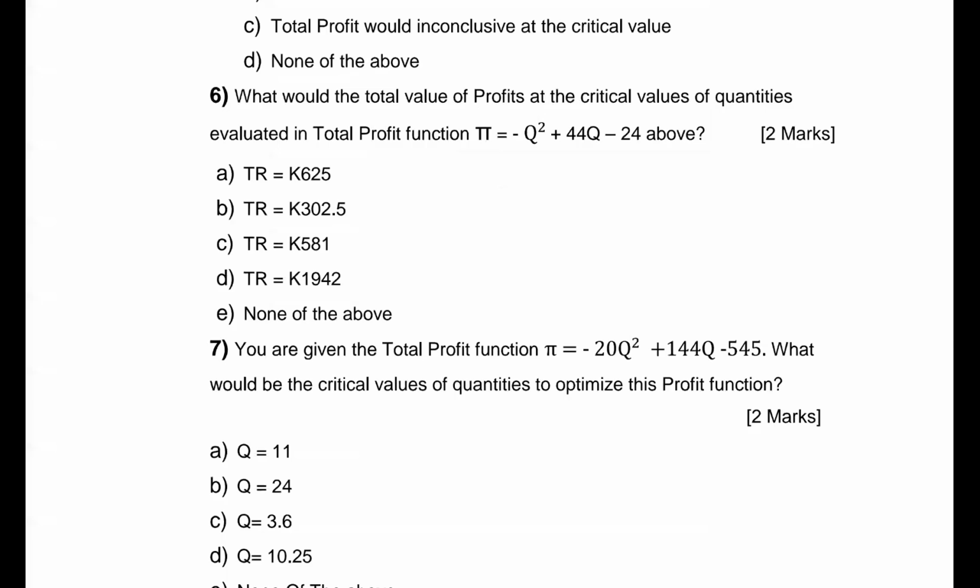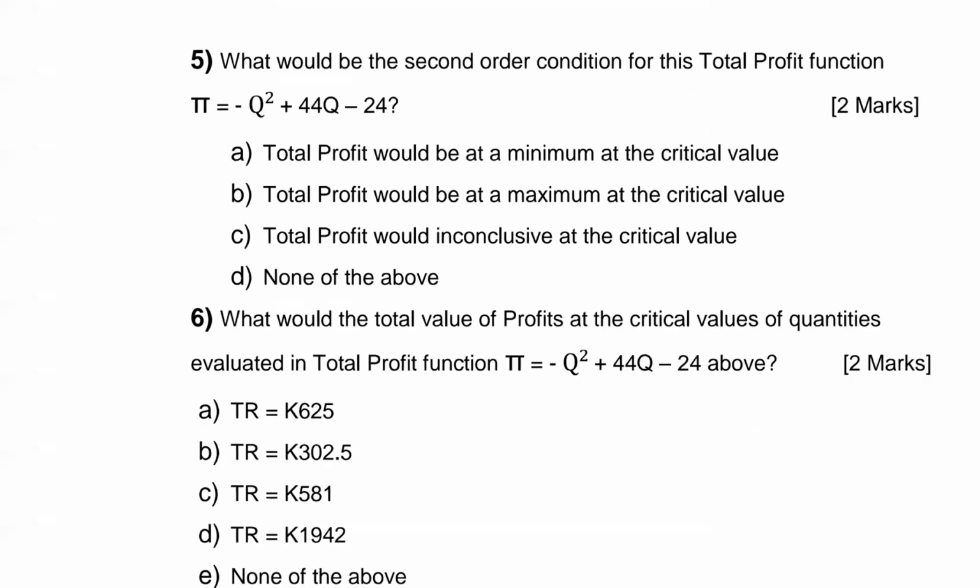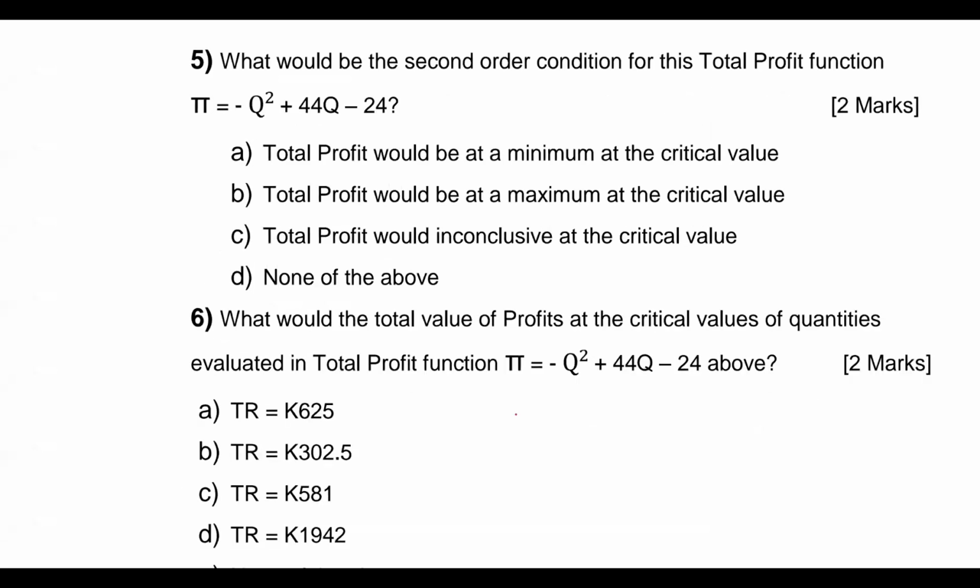What would be the second derivative of this profit function? Now I have the profit function: negative q squared plus 44q minus 24. We want to differentiate this. You know how we find the second derivative, isn't it? The first one is to find the marginal profit, differentiate it first, then again differentiate it. What will be the first derivative?